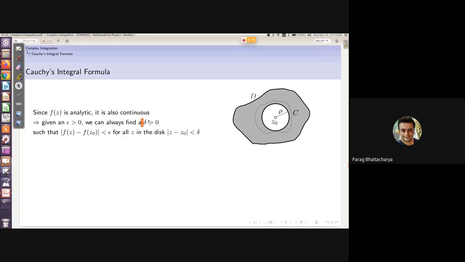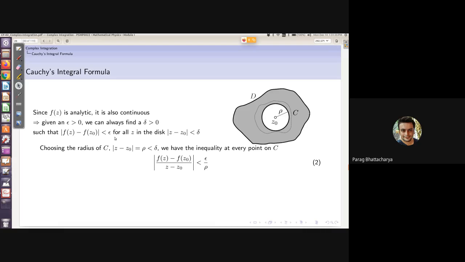So you give me an epsilon, I give you a delta, so that within this disk of radius delta, the points that I take, the difference in the function values will be less than your epsilon. If I can do that, then it's a continuous function. Okay, so this is what we have. I go back to the definition of a continuous function.